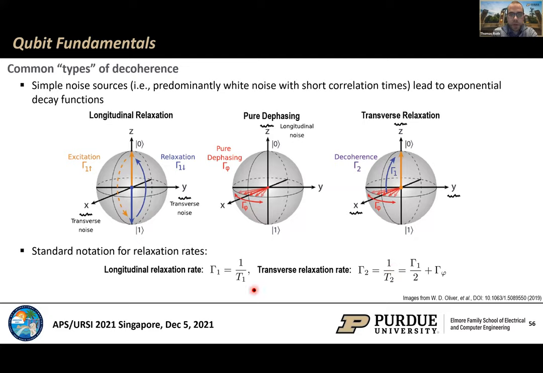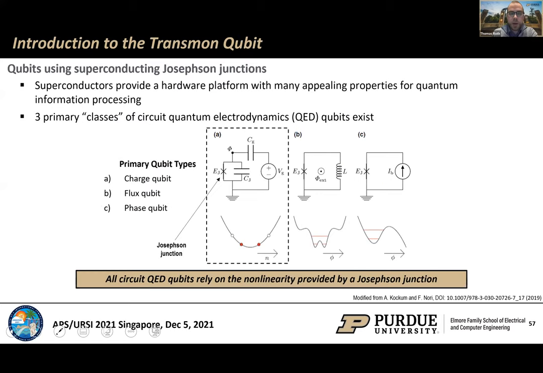And so again, controlling both of these different types of relaxation rates is a very important process in quantum computing and making qubits better, essentially. Okay, so that's our basic thought process on how we think about qubits for the most part. Now we're going to start talking about more specifics on the transmon qubit in particular.